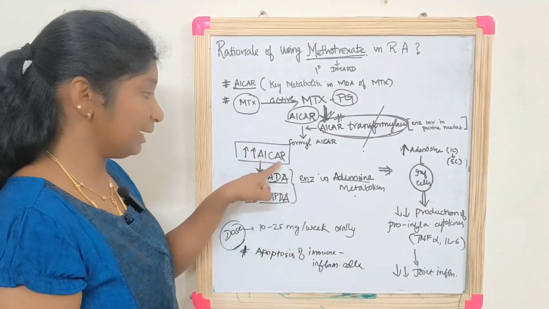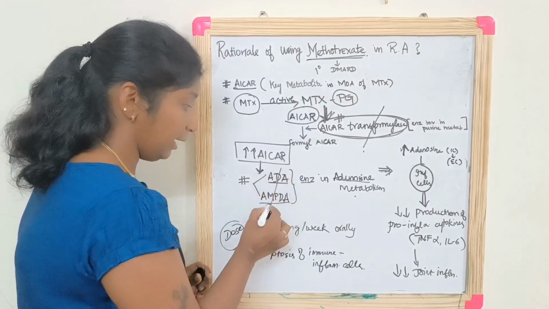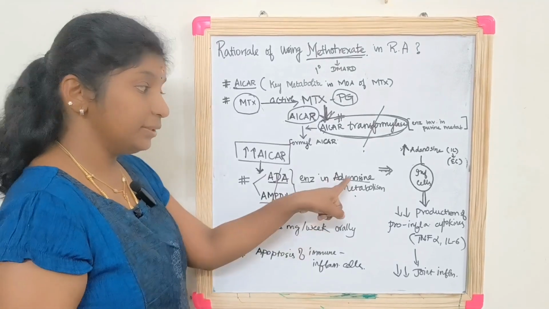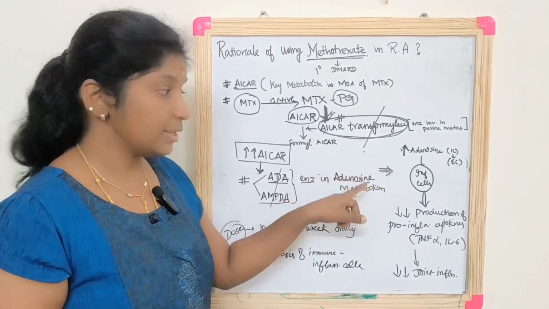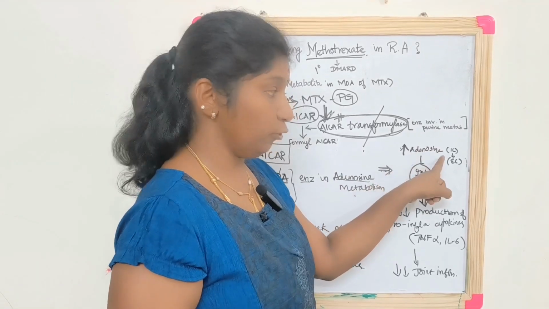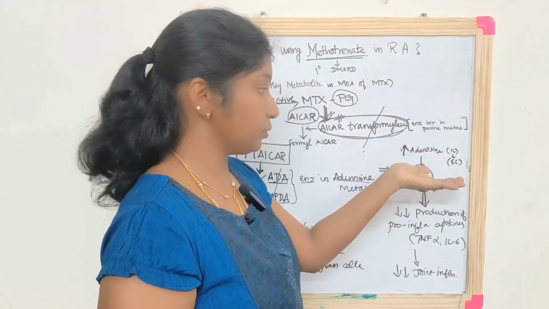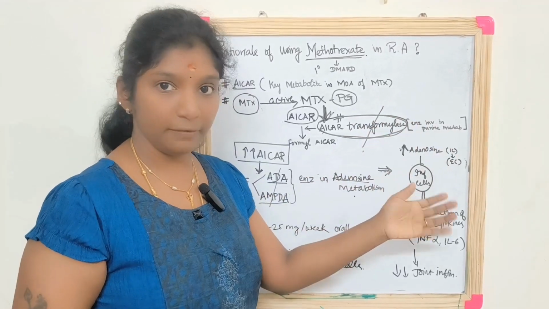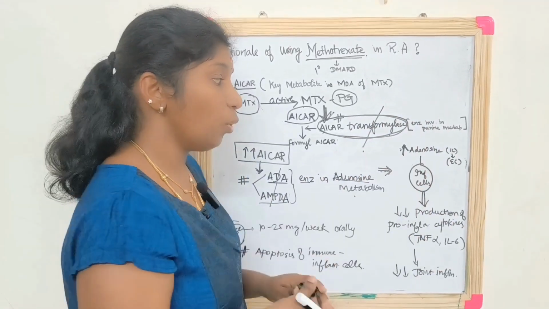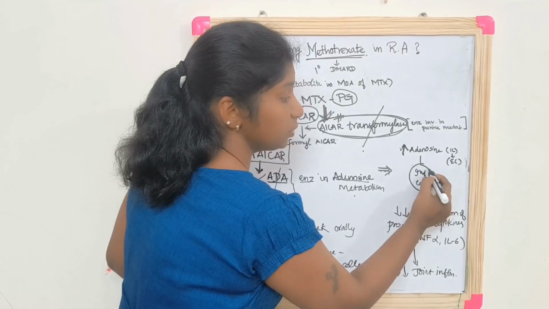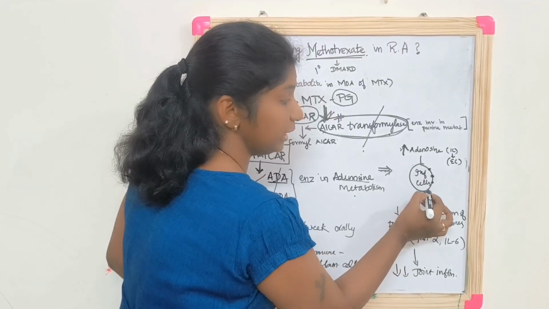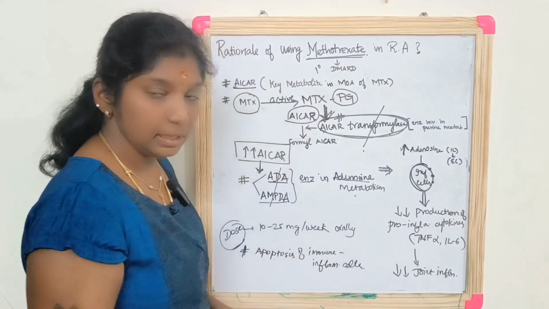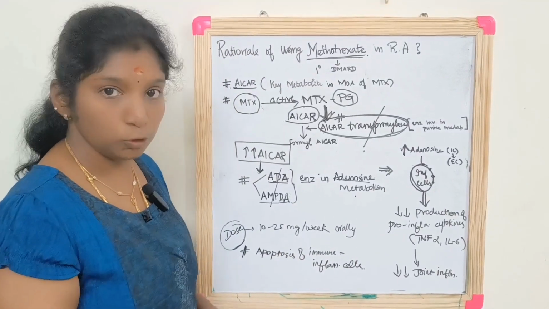Now, when AICAR inhibits this ADA and AMP deaminase, what happens? The adenosine level will increase. When there is an increase in the amount of adenosine, what happens? Adenosine from the intracellular space comes to the extracellular space via transporters, and it acts on the receptors present on the surface of the inflammatory cells, like T cells, macrophages, neutrophils and all.